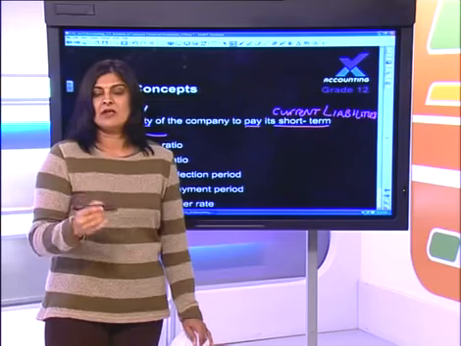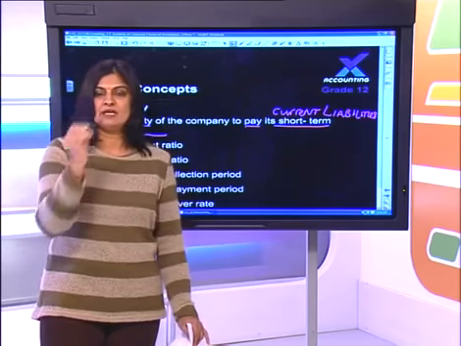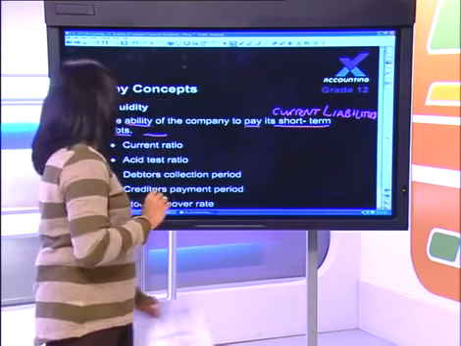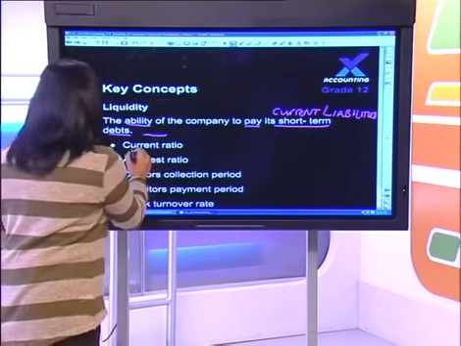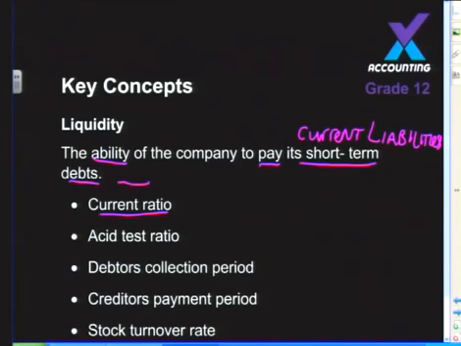Their creditors, maybe they have a bank overdraft, maybe a short-term loan, their current liability. Now, the specific ratios that affect liquidity are your current ratio, then we have the asset test ratio, your debtors collection period. This ratio looks at how long your debtors are taking to pay their debts. Your creditors payment period.